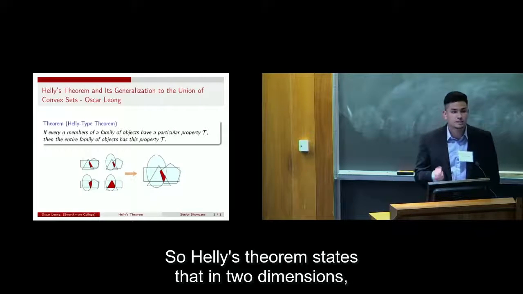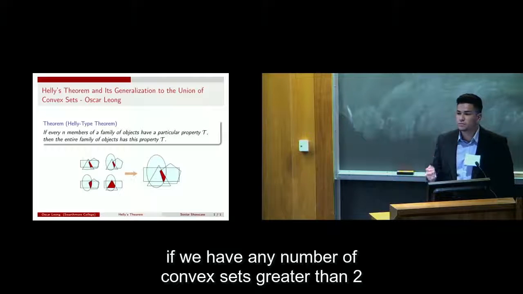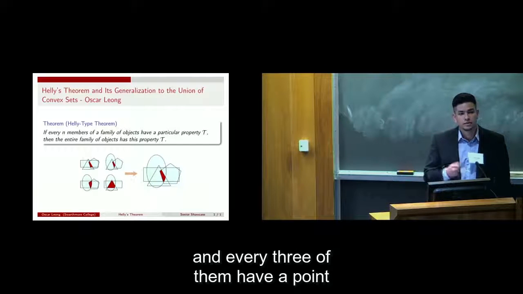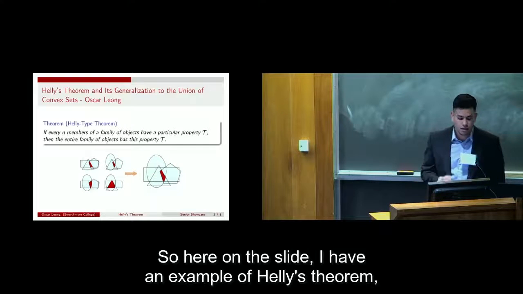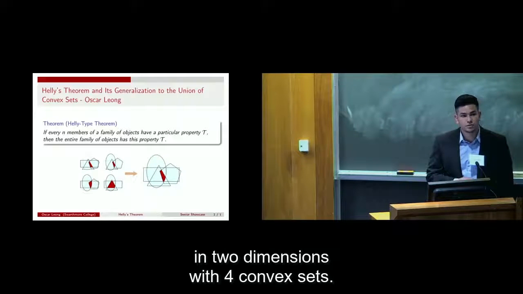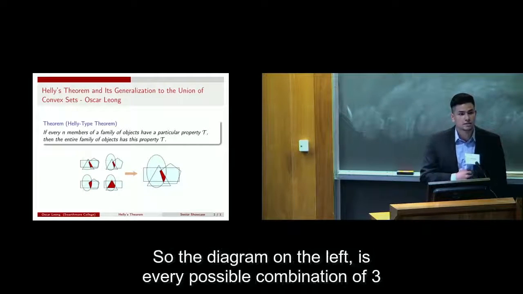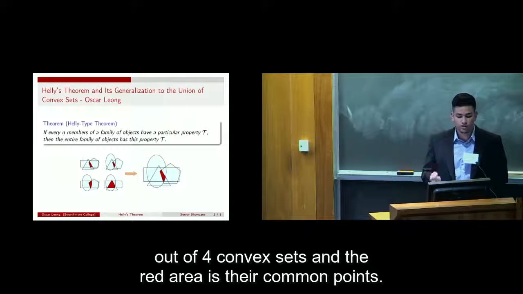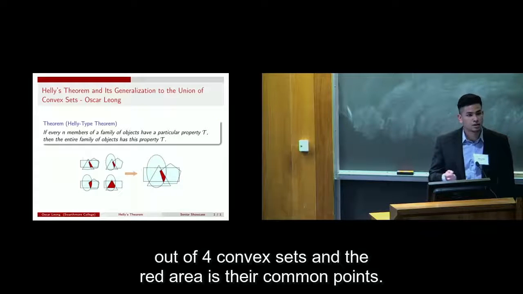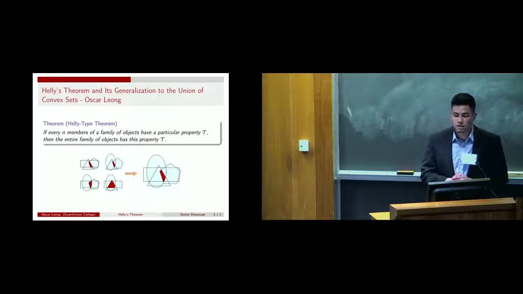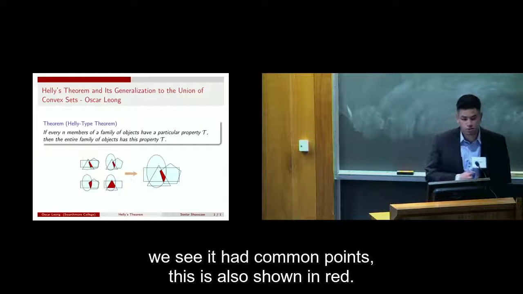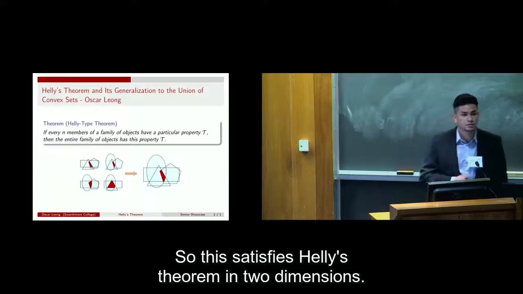So Helly's theorem states that in two dimensions, if we have any number of convex sets greater than 2, and every 3 of them have a point in common, that means they all must have at least one point in common. Here on the slide I have an example of Helly's theorem in 2 dimensions with 4 convex sets. The diagram on the left shows every possible combination of 3 out of the 4 convex sets, and the red area is their common points. And on the right, if we put all the convex sets back together, we see that they have common points, which is also shown in red. So this satisfies Helly's theorem in 2 dimensions.